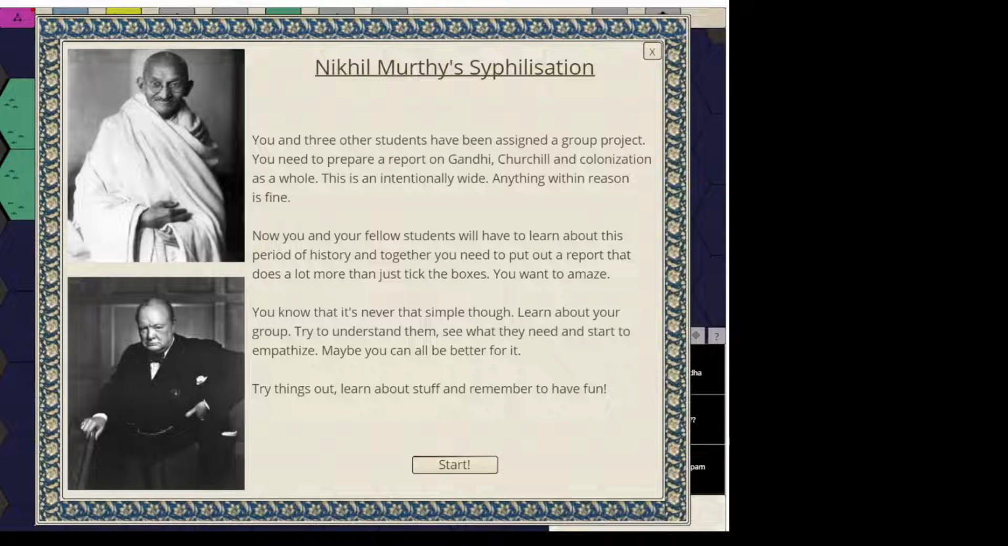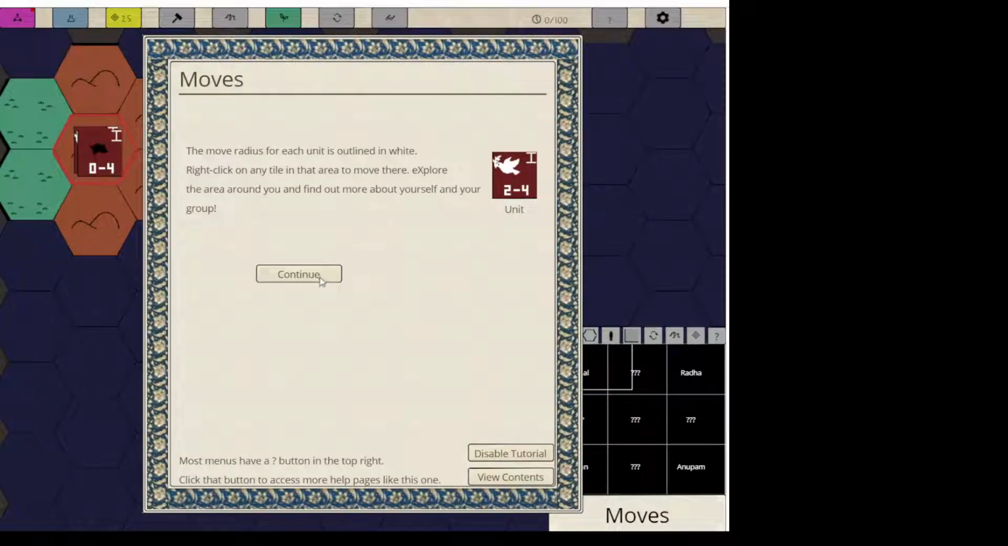Hi, this is Nikhil Murthy's Syphilisation, a postcolonial forex game in which you play a student doing a group report on Gandhi, Churchill, and the Raj. Let's get right into it.